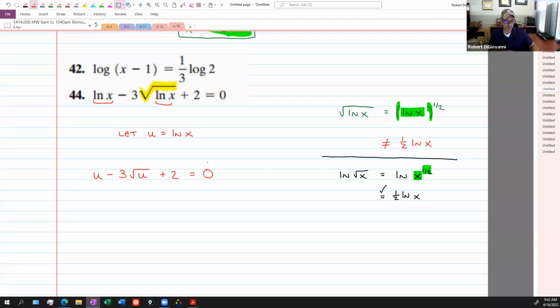What do we do? This is weird. What about this? I'm trying to decide which path I want to go down here.